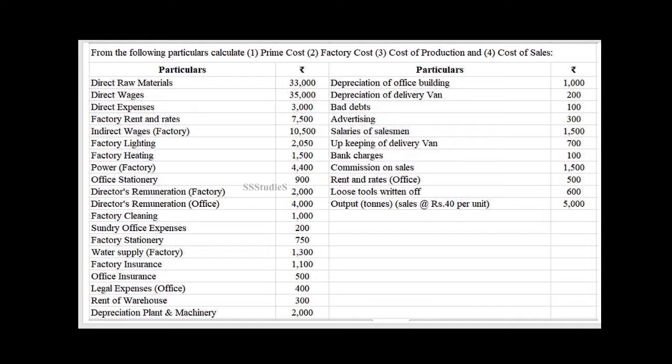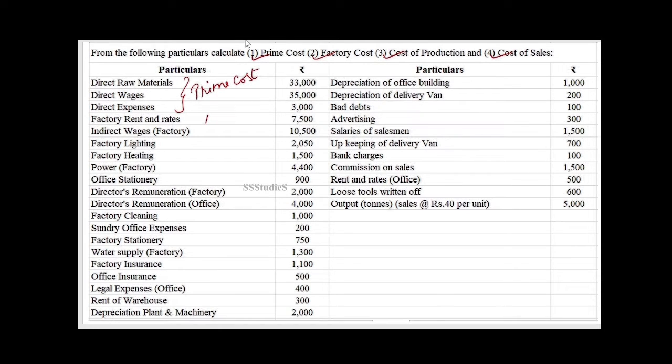Let us solve a problem on cost sheet. We are required to calculate prime cost, factory cost, cost of production and cost of sales. So direct materials, direct wages and direct expenses, all these three things will go under prime cost.